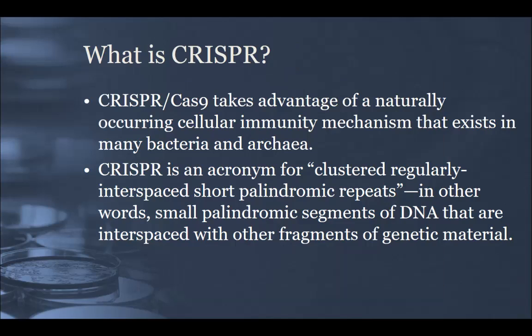Well, CRISPR-Cas9 takes advantage of a naturally occurring cellular immunity system that exists in many bacteria. There's been a war going on between bacteria and viruses since the dawn of time. And one of the biggest tools that bacteria have to try and survive in this war is to develop a CRISPR. Now, CRISPR is an acronym for clustered regularly interspaced short palindromic repeats. In other words, you have these short segments of DNA that are interspaced with other fragments of genetic material so that it can easily identify if it gets attacked by the same virus again to try and cut it out.